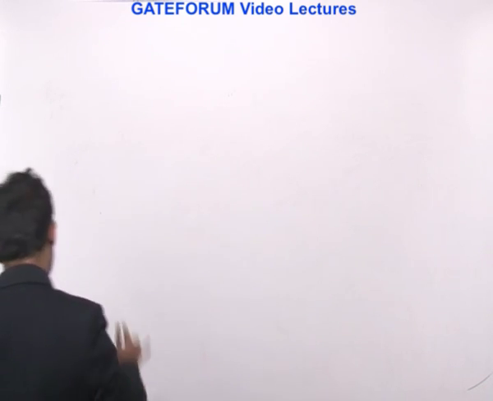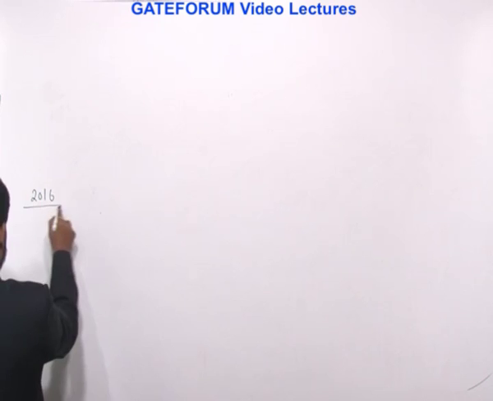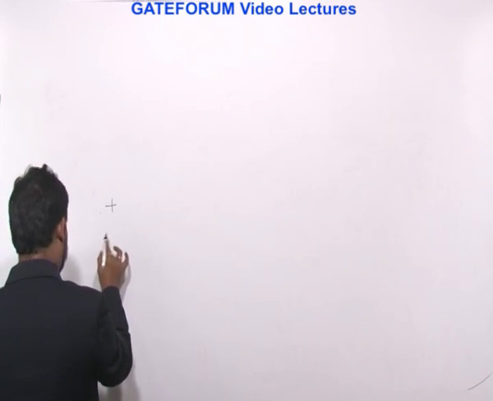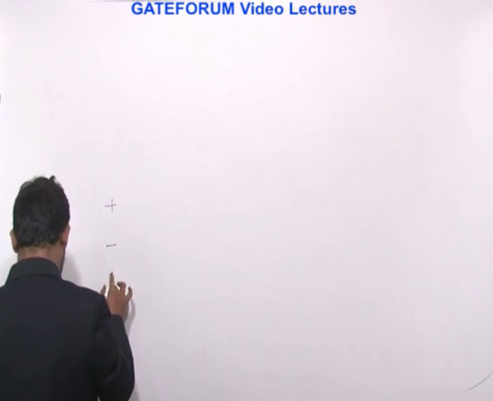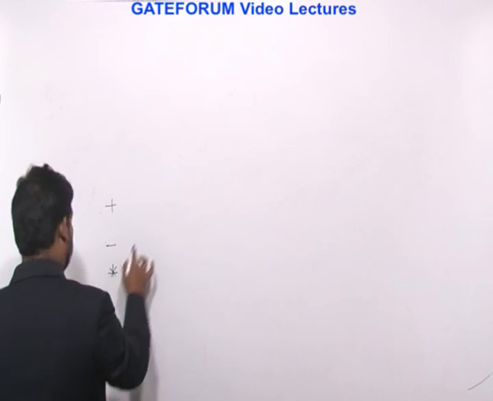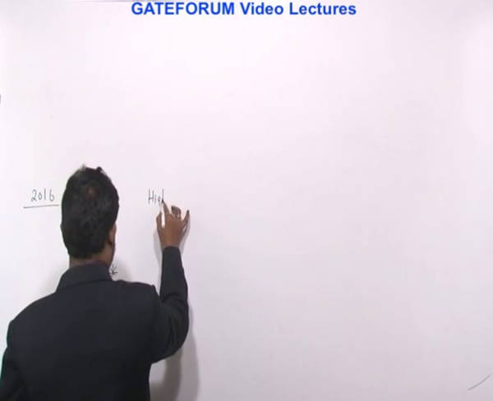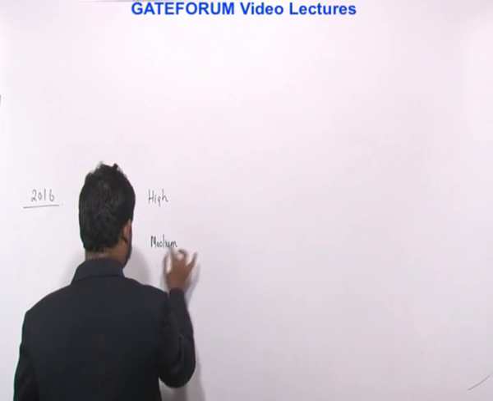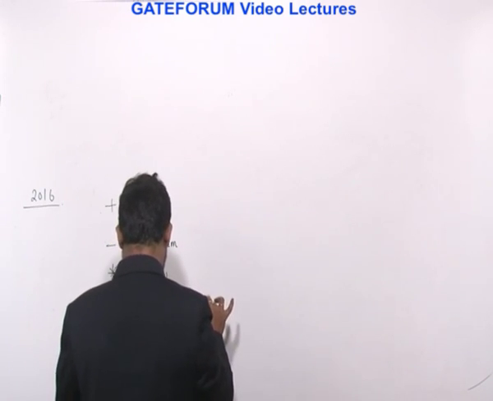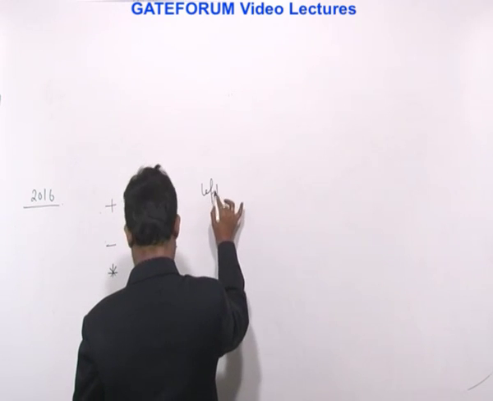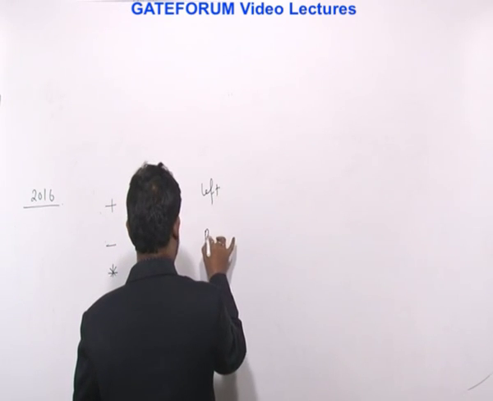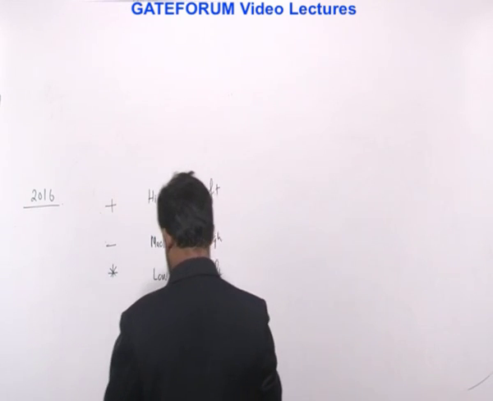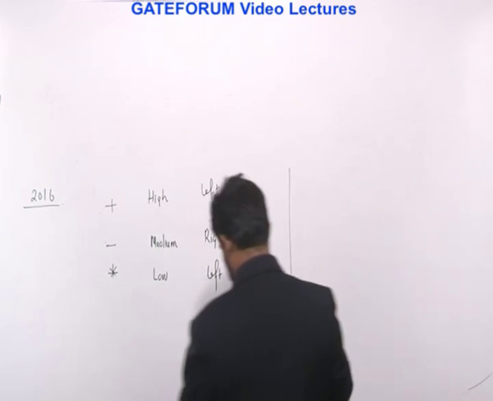Now this is one question that was very recently asked, in 2016, and this question says that there is an operator plus. It's a very simple question: plus, minus, and multiplication. Precedence is high, medium, and low. Associativity is left, right, and left, and binary. And the expression is given to you. What will be this expression?